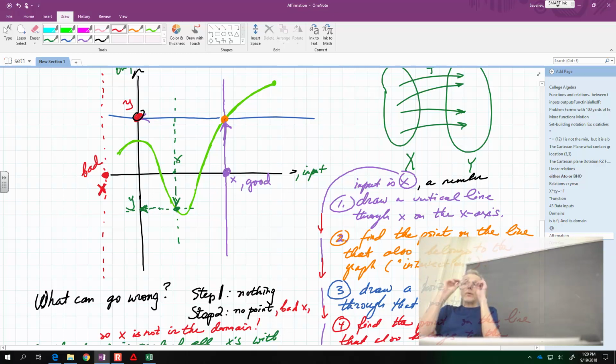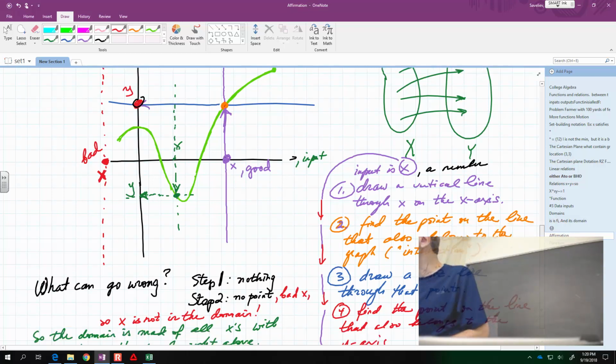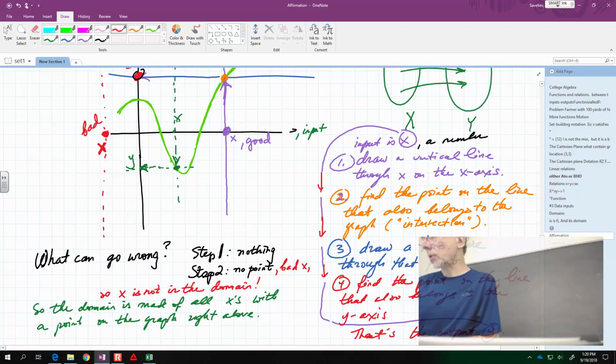So that way, if you can, you go through all the possible x's on the x-axis and look up if there is a graph right above it. If there is, it's in the domain. If not, it's not in the domain. Okay. So unfortunately, that's not it. What else can go wrong at step number 2?